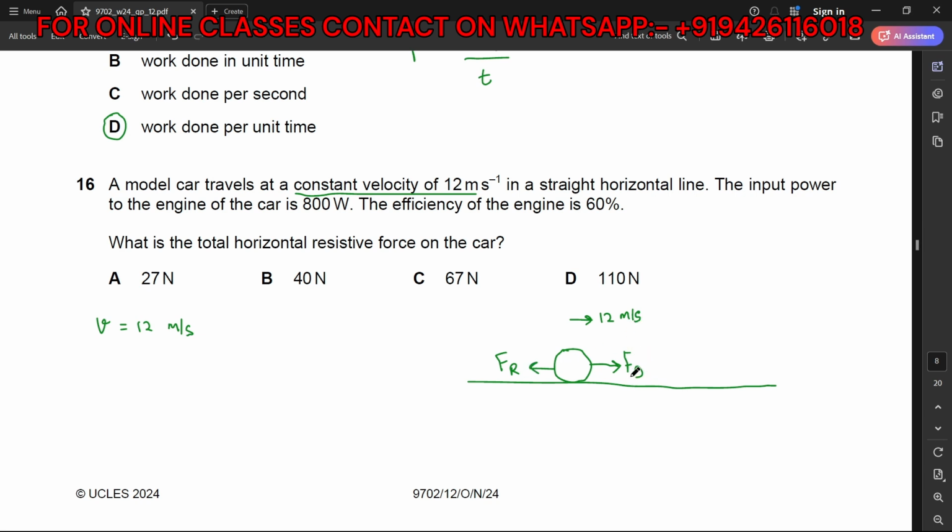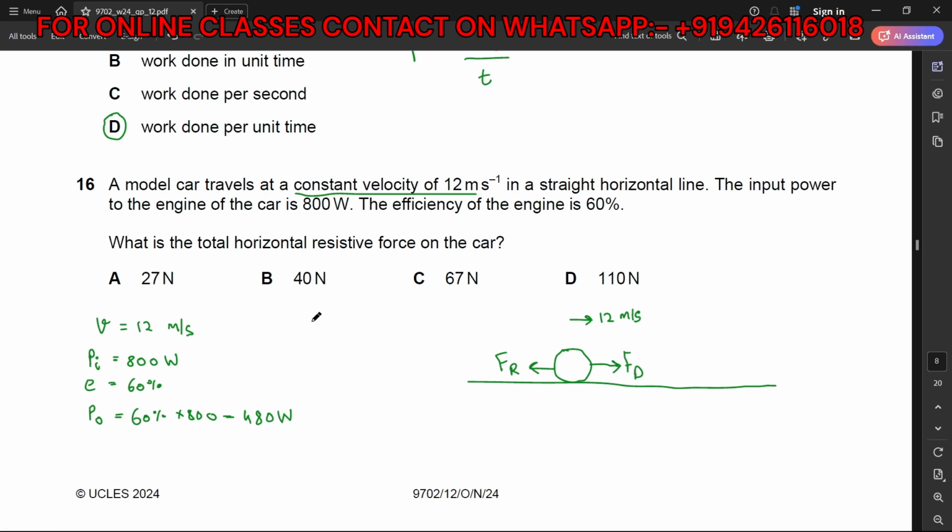Now, to calculate the driving force, we need to get an idea of how much power is generated by the engine. So, power input is given to us as 800 watts, and the efficiency is given to us as 60%. So, the output power that we are going to get will be 60% of 800, and 60% of 800 comes out to be 480. That is 480 watts. So this power is generating the driving force.